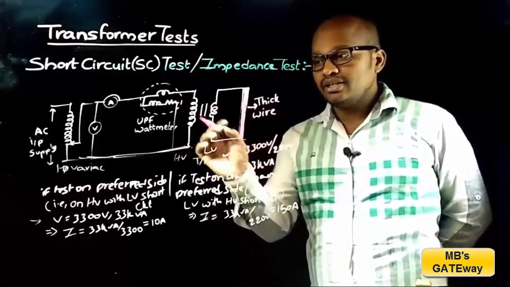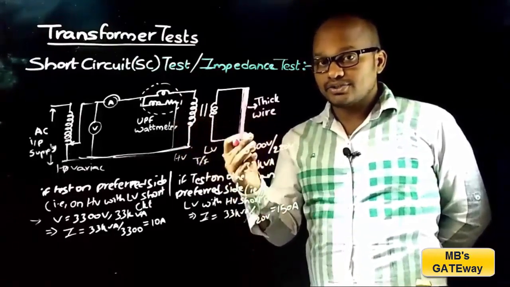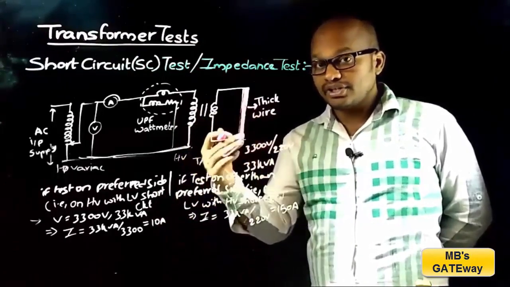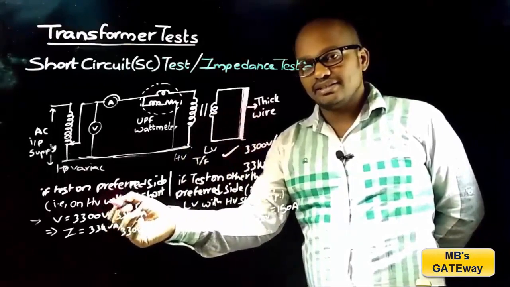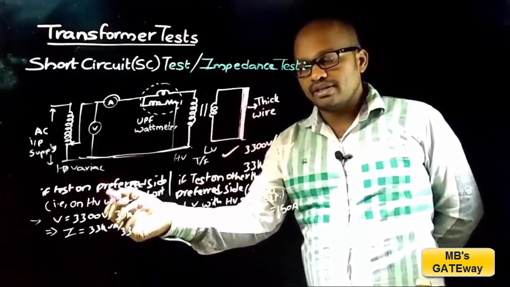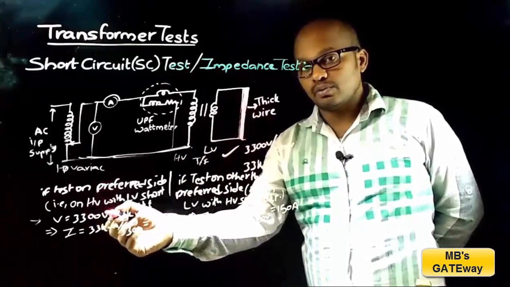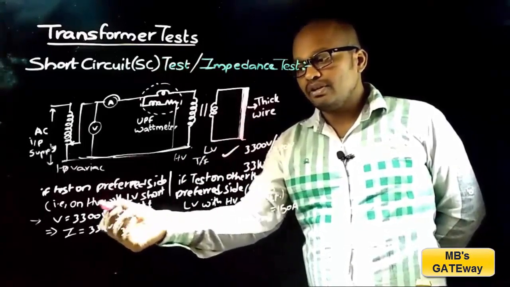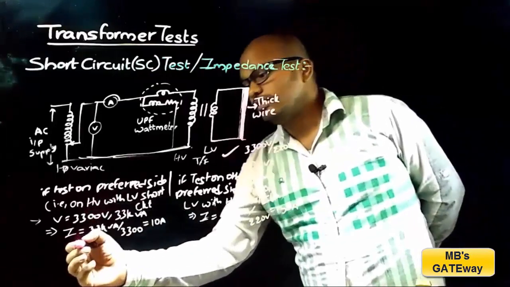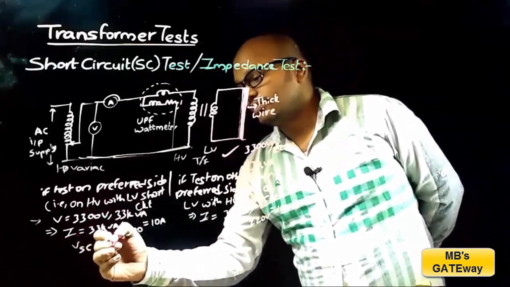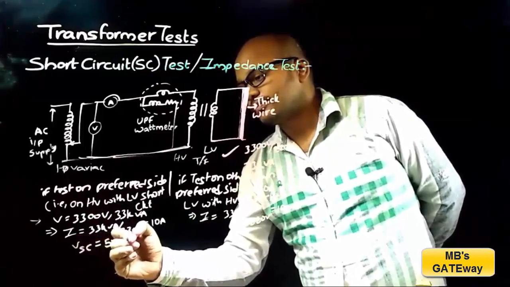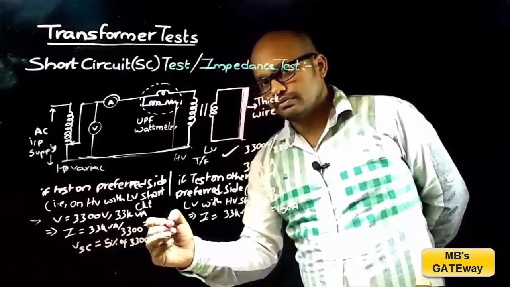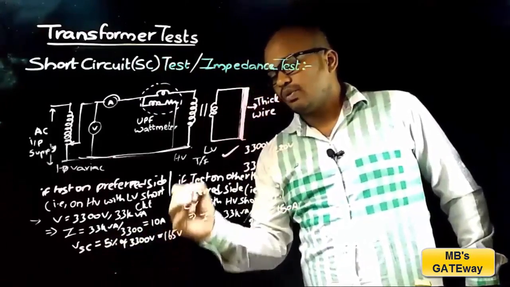And it is discussed that in short circuit test, rated current is to be applied, and that rated current is obtained at 4 to 5% of rated voltage. And in this case, as the test is performed on HV side, so the rated voltage is 3300 volts, and this 10 amperes is obtained at 4 to 5% of 3300 volts. So VSC is equal to 5% of 3300 volts, which is equal to 165 volts.